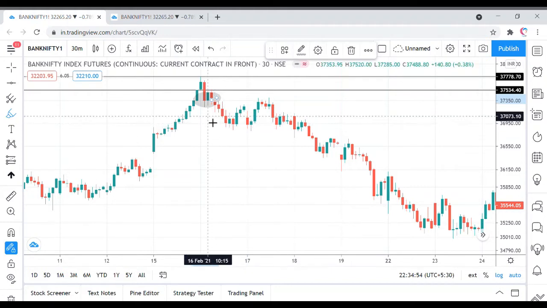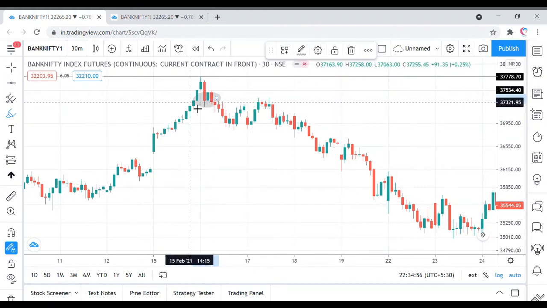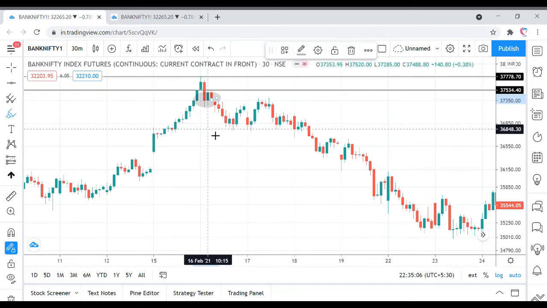Coming down here, you can see if you would have gone short at around 37,534, the low which was made was around 36,850. So this is a good 500 point gain which you would have made by shorting the Bank Nifty contract on 16th of February.